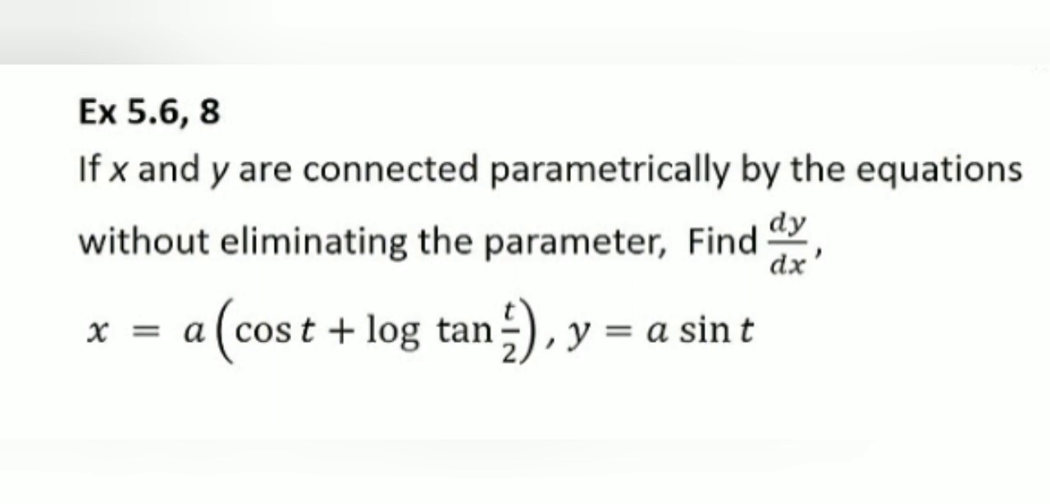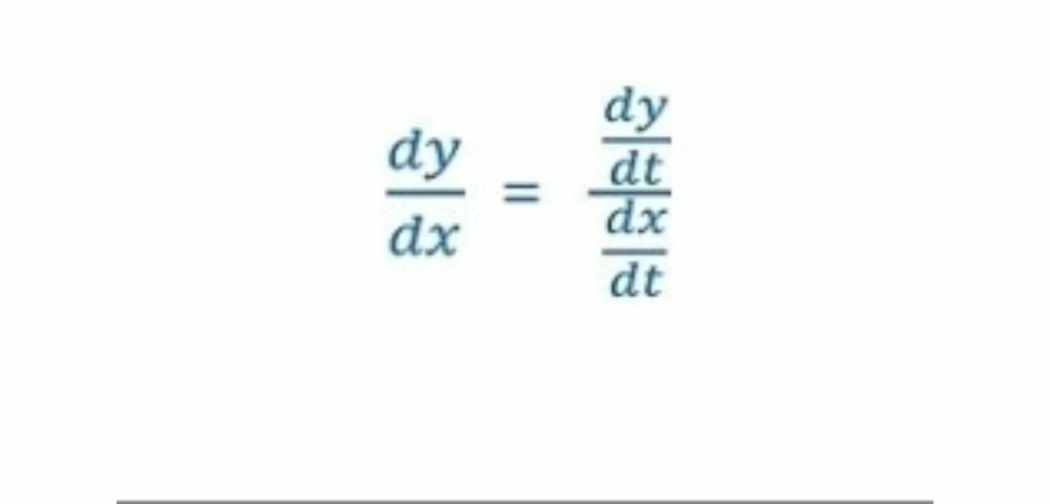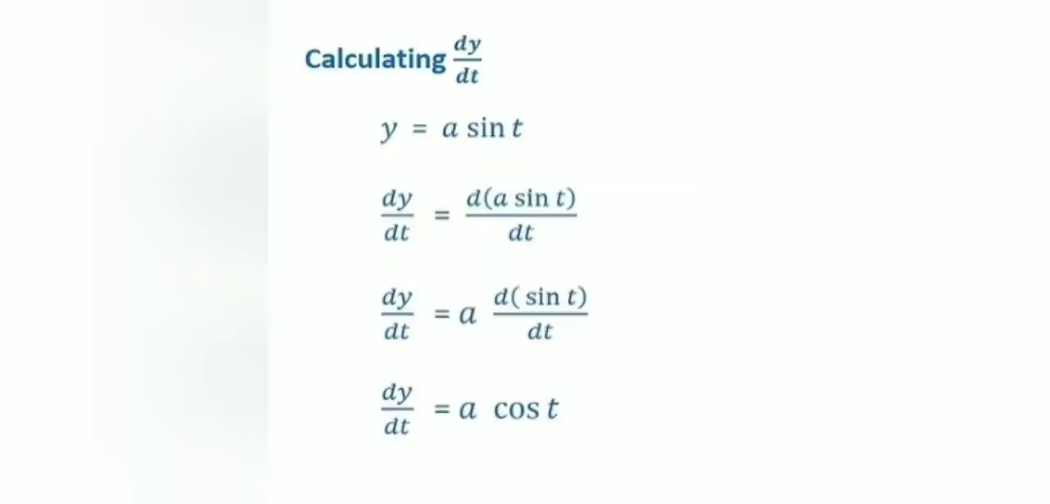Here x is equal to a times cos t plus log of tan of t by 2, and y is equal to a times sine of t. Here t is the parameter. Now to find dy by dx, we have to find dy by dt and dx by dt. Now for dy by dt, we have to differentiate y with respect to t. We get dy by dt as a is constant and differentiation of sine t is cos t. So dy by dt is equal to a times cos t.